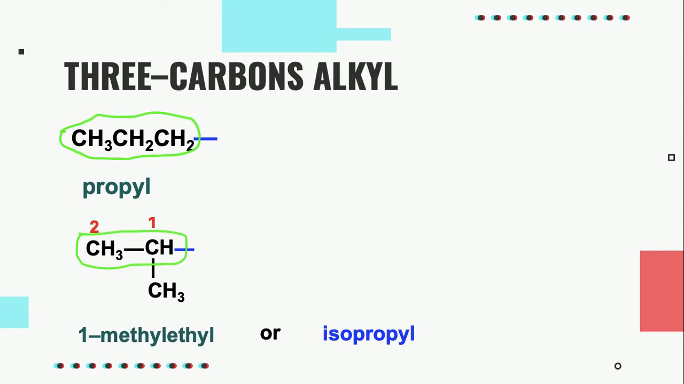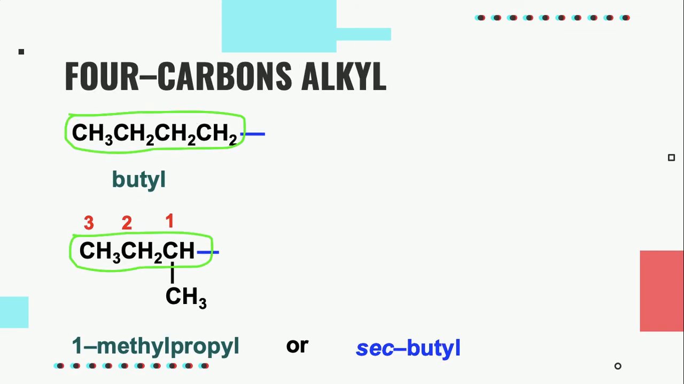Iso means a methyl group attached on the carbon before the last carbon in the chain of the branch. Furthermore, the branched alkyl group is called isopropyl because there are 3 carbons in total in the branch. For a 4 carbon alkyl group, the straight chain branch is called butyl, while the 3 carbons chain branch with a methyl branch is called 1-methylpropyl. The common name of it is sec-butyl.